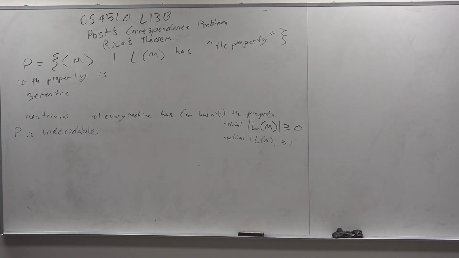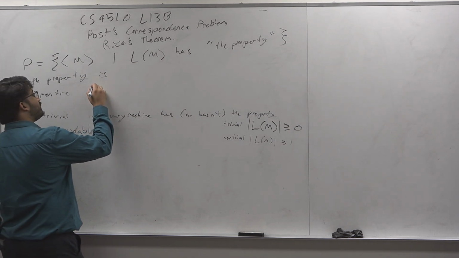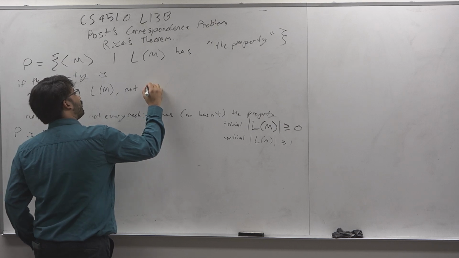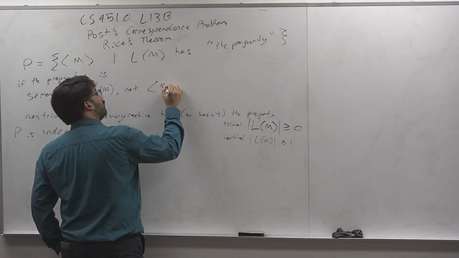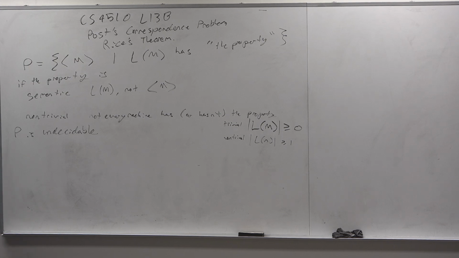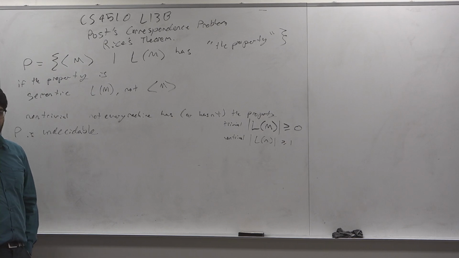Semantic is actually incredibly difficult to define, but in some sense it's about the language and not about the description. So it's not a question about the description of the machine, but about the language recognized by the machine. In fact, every machine must recognize some language, right? We are not asking about the code, we are asking about the behavior. So in some sense, determining behavior of a program is undecidable.